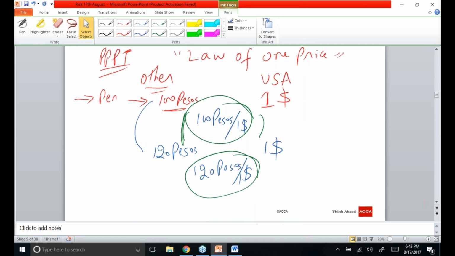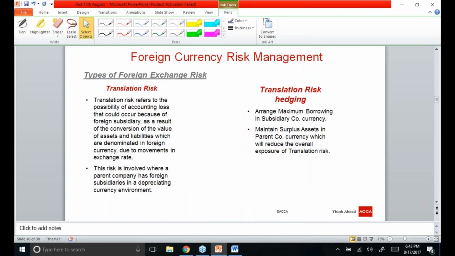So that was a quick recap of law of one price. Let's move to the next important areas, which are the major part of P4. First one is translation risk.